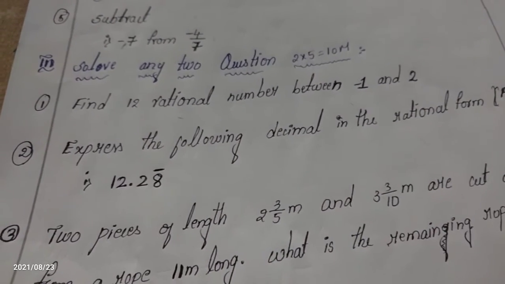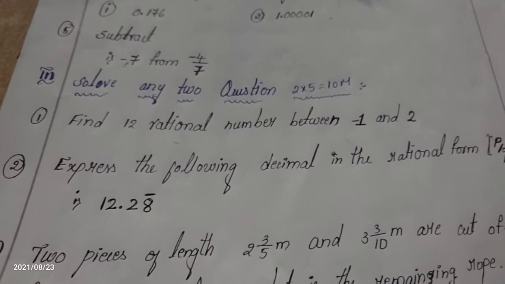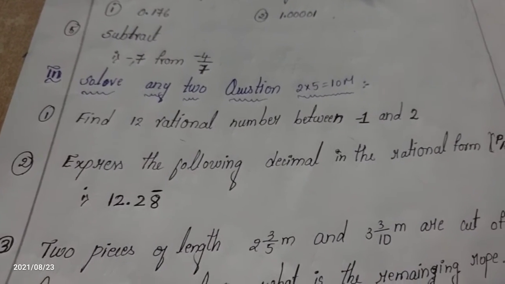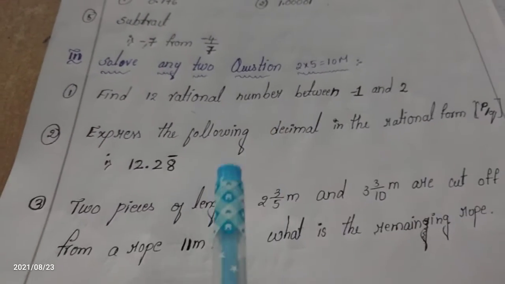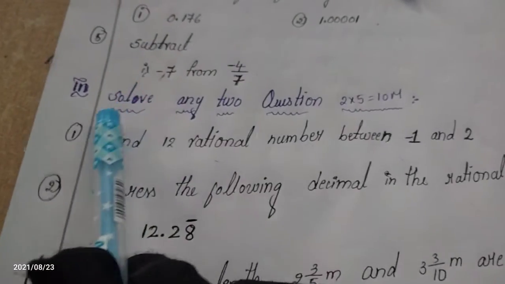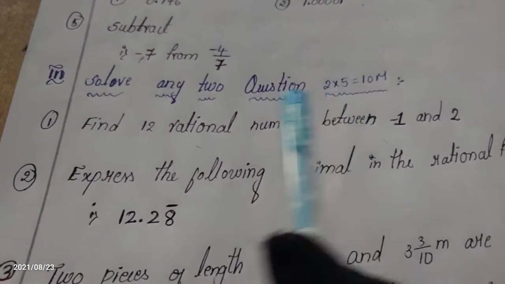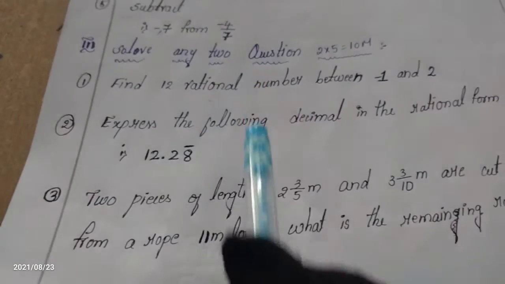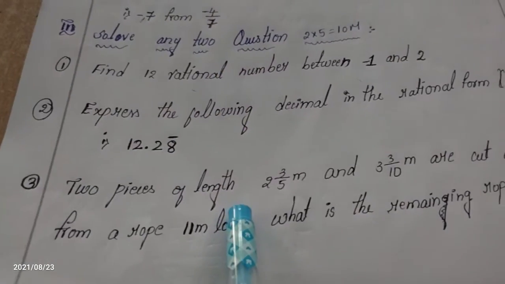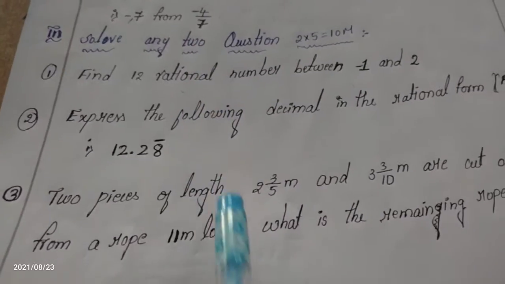What are we discussing? We are discussing our FA1 revision. In that, the first bit is completed. Today we are discussing the second bit. What is that? Solve any two questions. Just three questions are there in the second bit. Among the three, you have to write any two. It's your wish. I am explaining the three questions now.